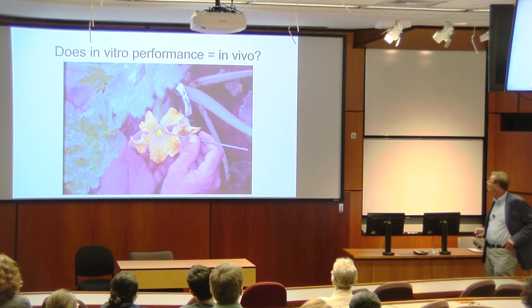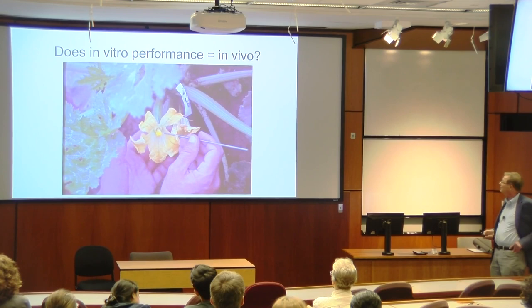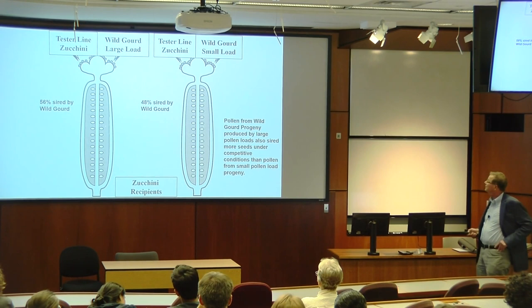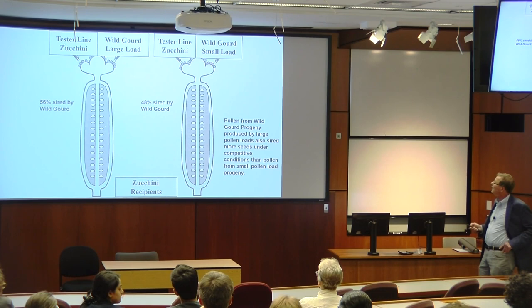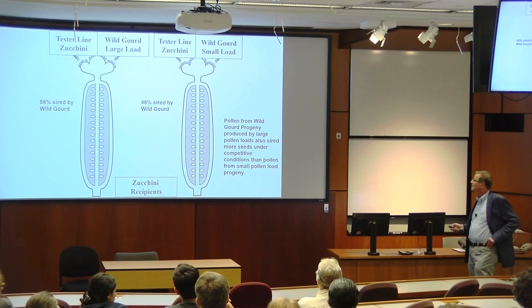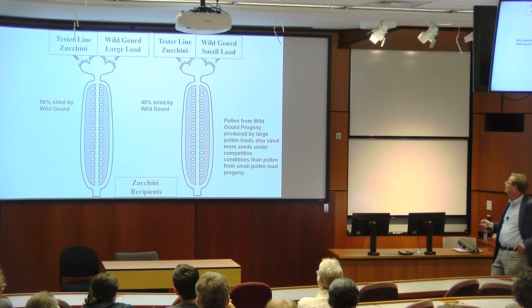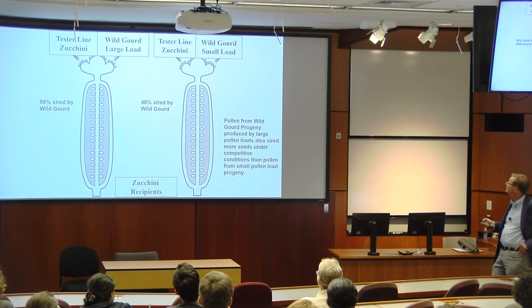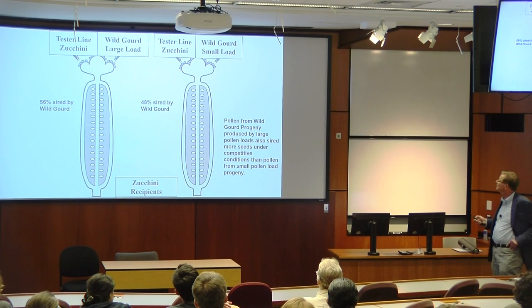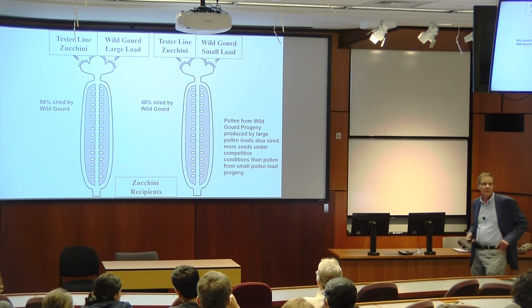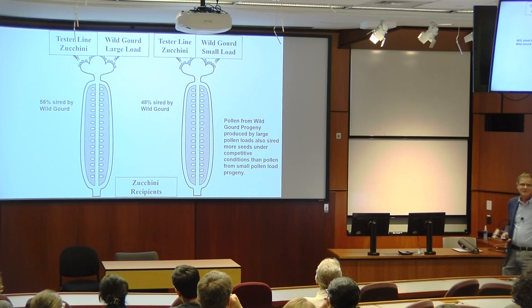Then we asked, does in vitro also parallel in vivo performance of the pollen tubes? So we did a bunch of controlled pollinations in which we made 50-50 mixtures of pollen from an inbred line of zucchini and pollen from the wild squash that had been produced from large pollen loads, and we did this on the zucchini recipients. When we did that, 56% of the seeds were sired by the wild plant. When we made the similar pollen mixture experiment, where we made a 50-50 mixture of the tester line and pollen from the plants produced from small pollen loads, only 48% of the seeds were sired by the wild plant. And we had like 3,000 seeds in the score, so from 30 different fruits or 40, something like that.